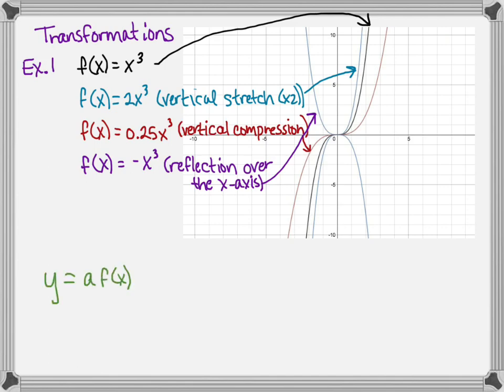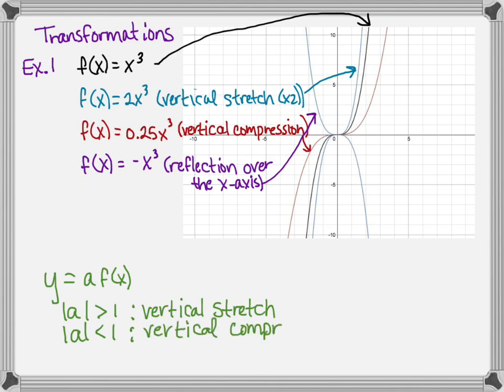In general, if we have y equals a times f of x, when the absolute value of a is greater than 1, we have a vertical stretch. When the absolute value of a is less than 1, we have a vertical compression. When a is less than 0, we have a reflection over the x-axis.